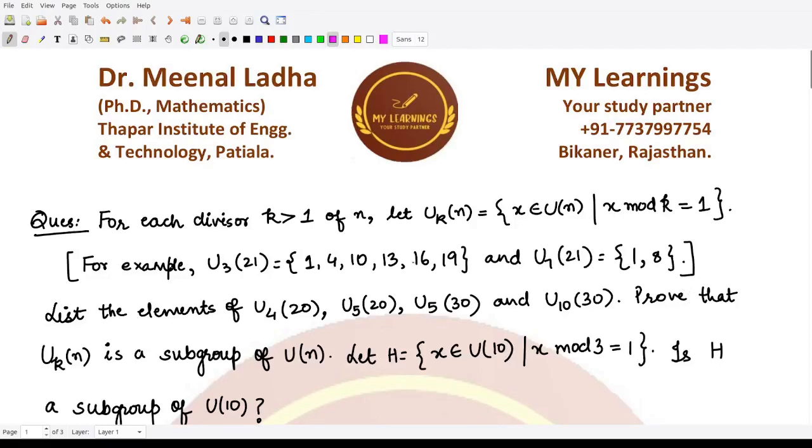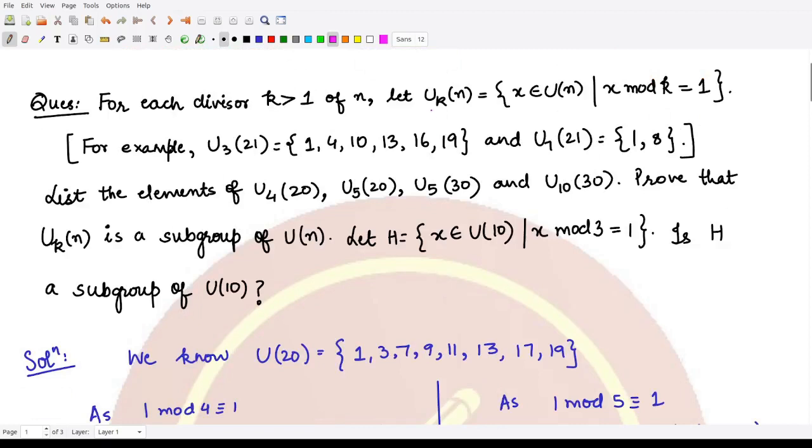In this video, we'll be solving this question which states that for each divisor k greater than 1 of n, we are given k as a divisor of n and we are given this set U_k(n). Now what is this U_k(n)? Let's understand it. We first need to know what U(n) is. It is a multiplicative group under the operation of multiplication modulo n, and it consists of all the integers which are less than n and are relatively prime to n.